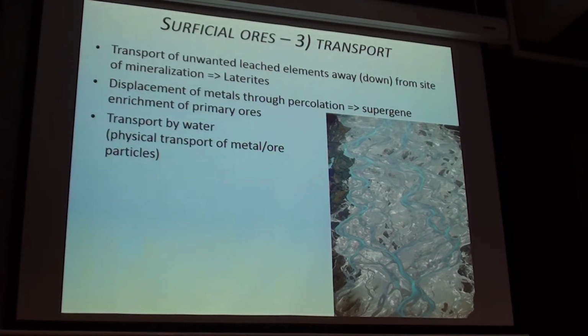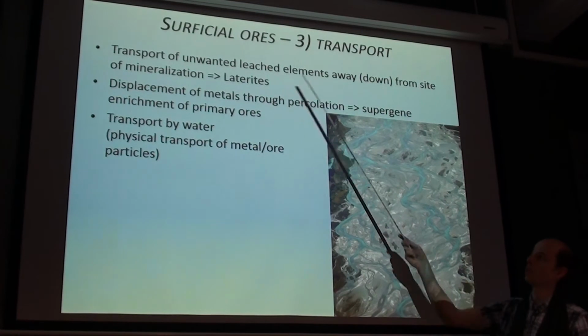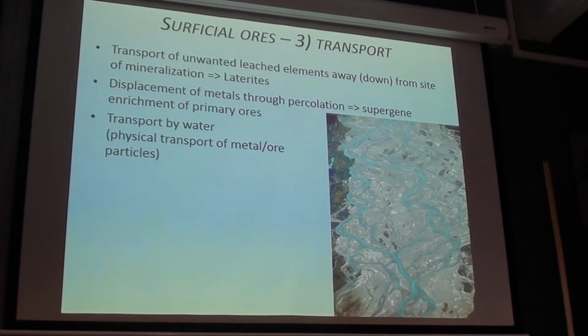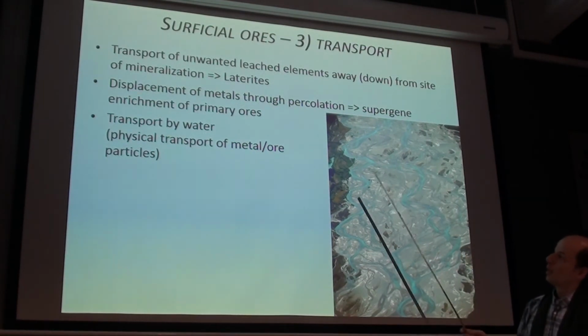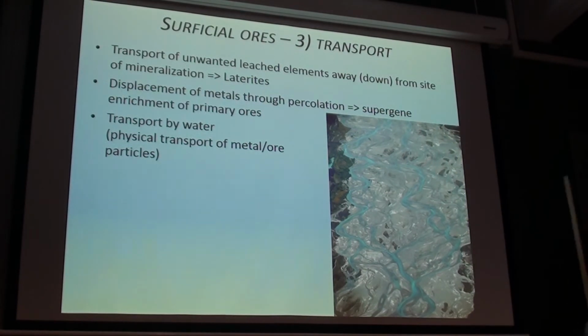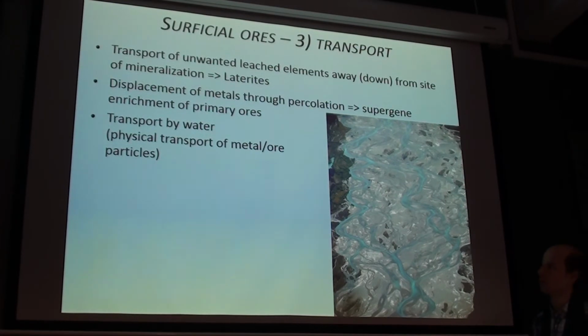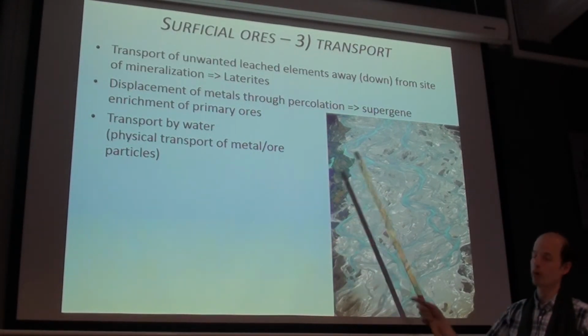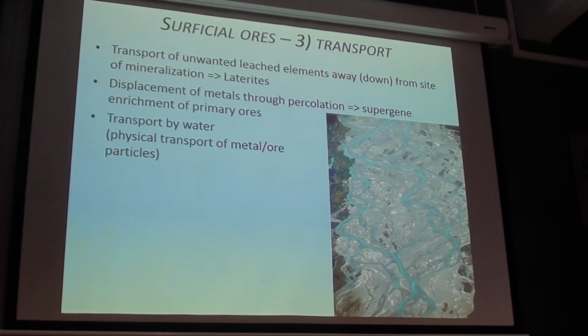And the transport, as I mentioned, might not necessarily be the metal we are interested in, but those that would just pollute the deposit. That's the case, for instance, of laterites, where we want to leach everything we are not interested in. We might, however, be interested in leaching and transporting those metals we are interested in to form supergene enrichment of primary hypogene ores, or in physical terms, basically just transportation by water of certain metals such as gold or ore particles, rutile, ilmenite, and the like.